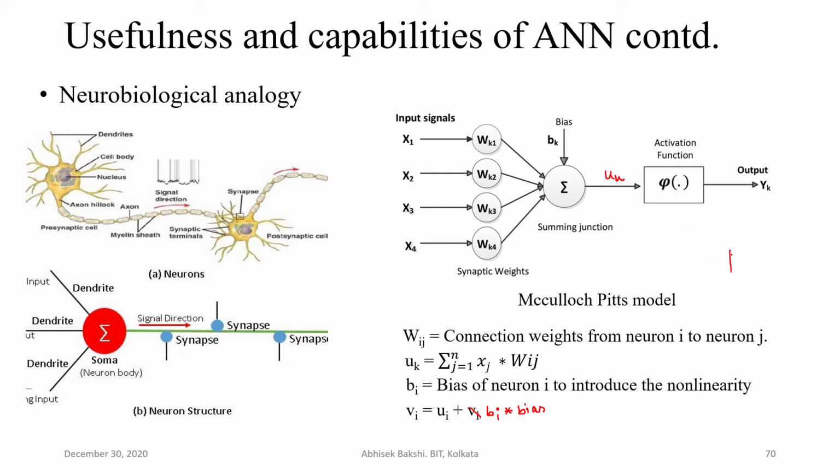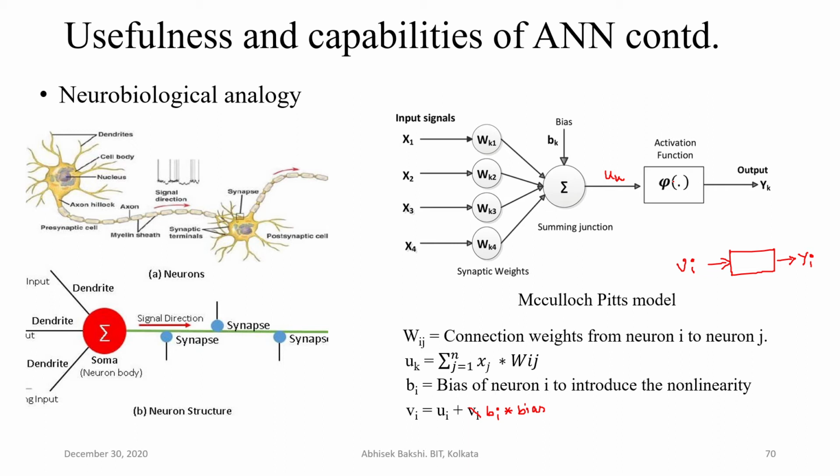So if we have an activation function, this VI is the input, or maybe VK, whatever you want to consider, and the YI is the output. Generally we express the activation function by this symbol phi. So in the McCulloch-Pitts model, it basically says how the interconnection of the neurons will happen.